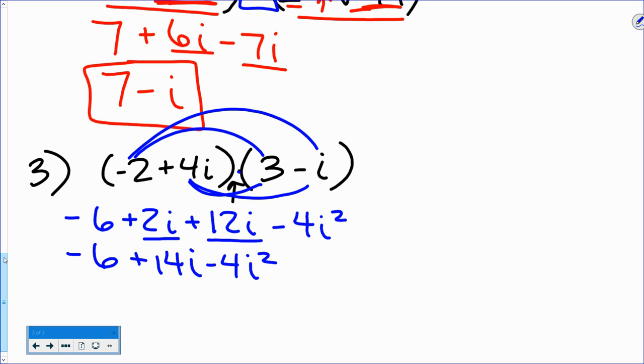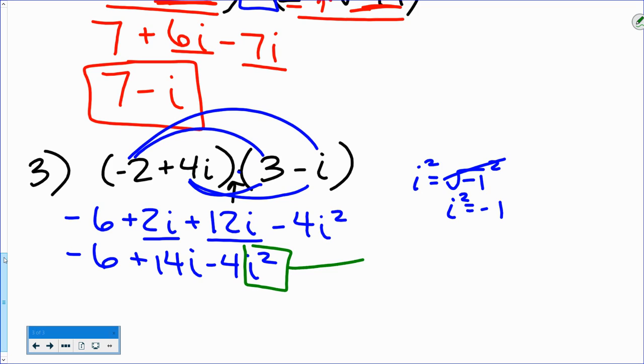So typically we would be done, but there's one more step to go with our complex numbers. We talked about in the very beginning, i represents the square root of negative 1. But if I square both of those things, i squared is just negative 1. So that means I will never leave i squared in my answer.